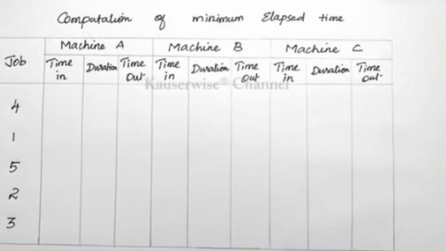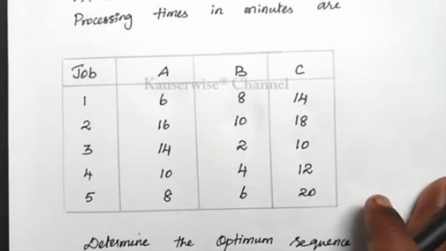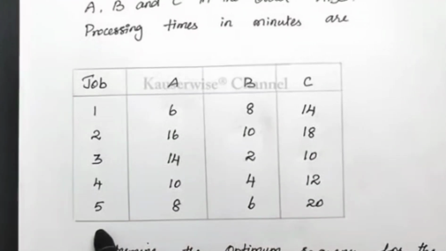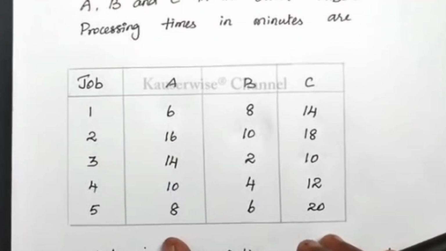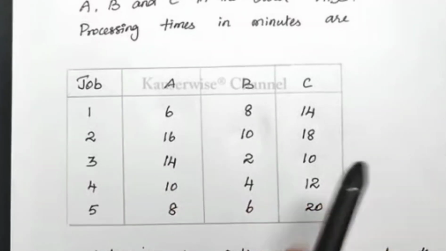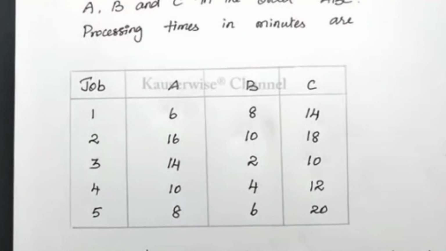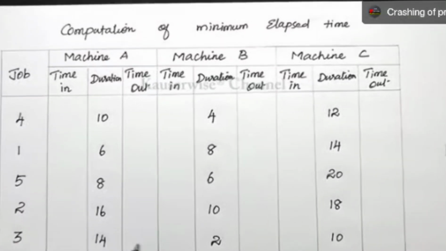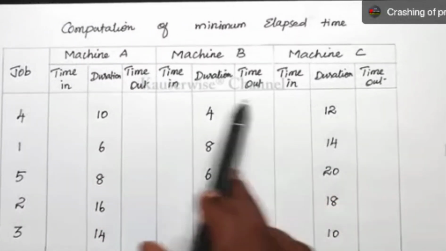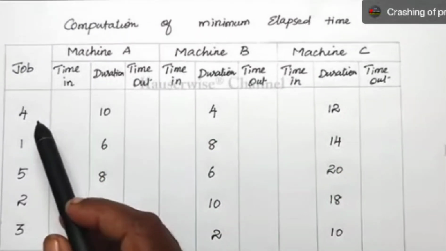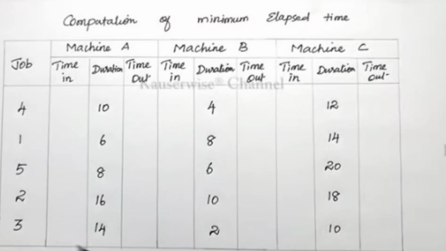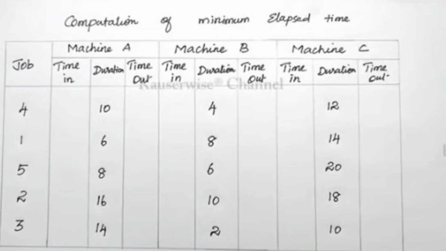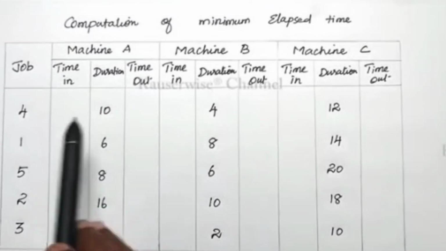Now see the problem. These are the durations for 3 different missions for 5 different jobs. We need to enter the duration for the 3 missions according to the optimum job sequence in the solution table. In the solution table, we have entered the duration for the 3 different missions according to the optimal job sequence from the original problem.